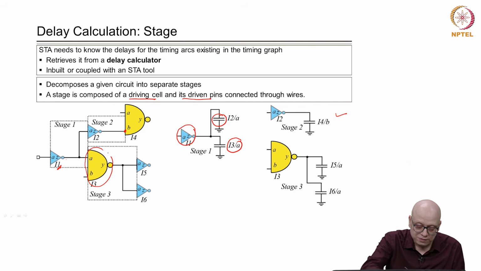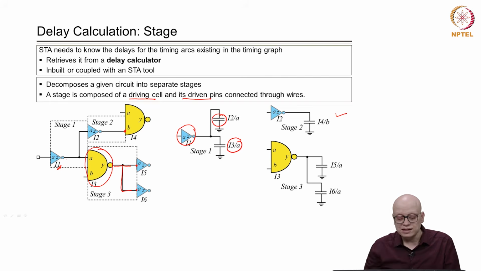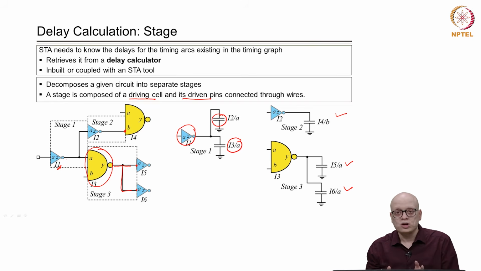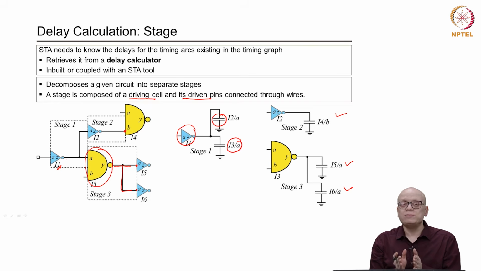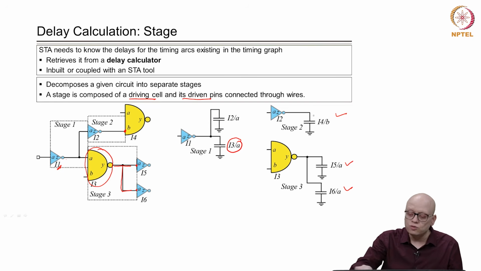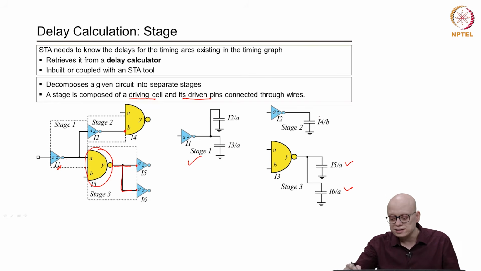This is the driving cell, this is the interconnect, and then we have two driven pins, that is I5A and I6A. Similarly, there will be another stage for I4 and so on, which we have not shown. So, this is how multiple stages will be formed from a large circuit, and then delay calculation will be invoked for each stage. For example, stage 1 will be computed first, then stage 2, and then delay calculation for stage 3 will be done.